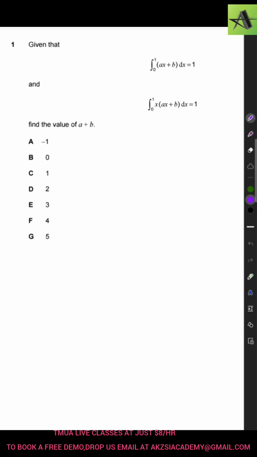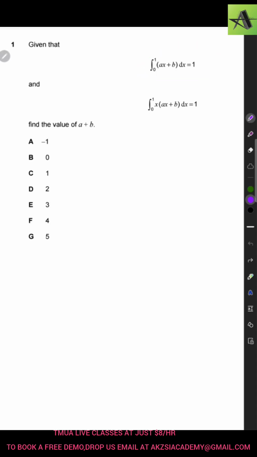Question 1 says, given that the integral of ax plus b dx from 0 to 1 is equal to 1, and for the second one, the integral of x times (ax plus b) dx from 0 to 1 is equal to 1, we have to find the value of a and b, and clearly we have to solve these integrals.